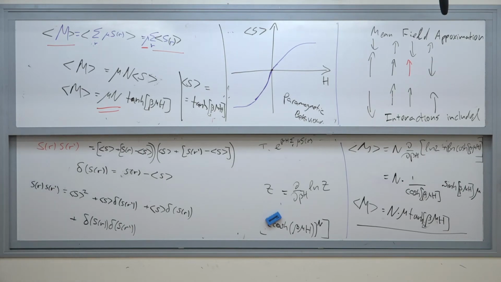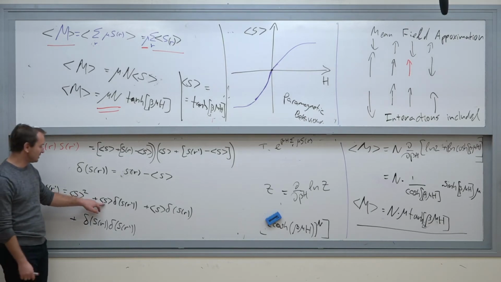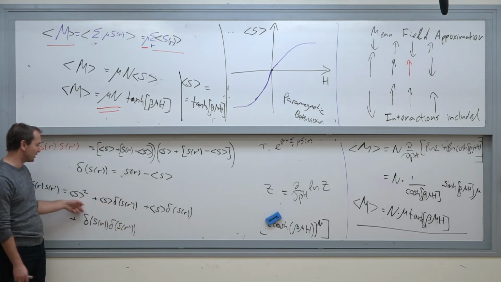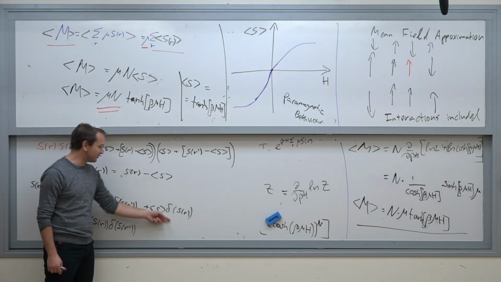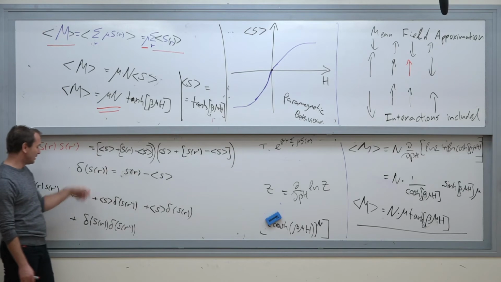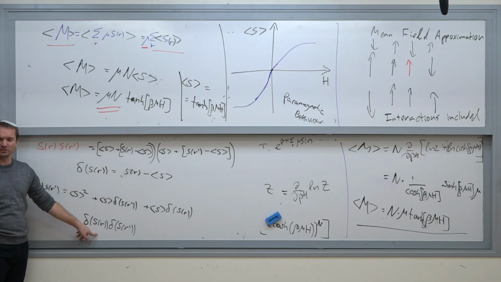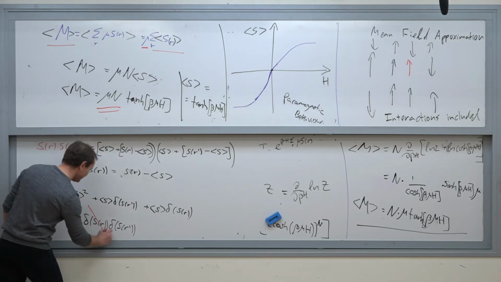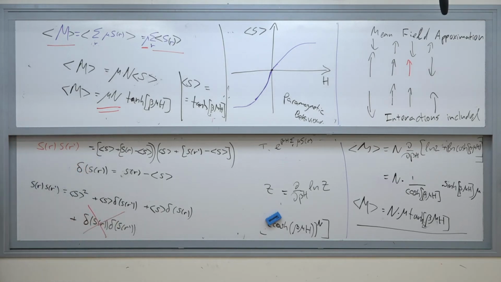The mean field approximation is saying the following. This is something, this is also something. So this is zero order. This is first order, this is first order in delta S of R. And this is the second order in delta S of R. I shouldn't care about those small fluctuations. Let's kill them. We're neglecting them.